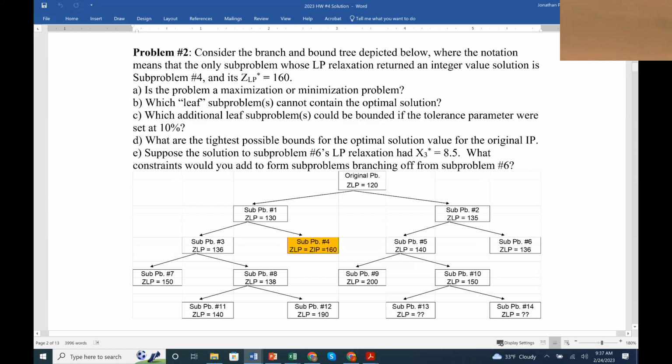Likewise, these daughters must have LP solution values that are not better than the 150 because they were created by adding constraints. So we don't know those numbers, but they can't be below 150. So we'd also be able to drop 13 and 14. I think that's all of them, because these two both could potentially beat the 160 by more than 10%.